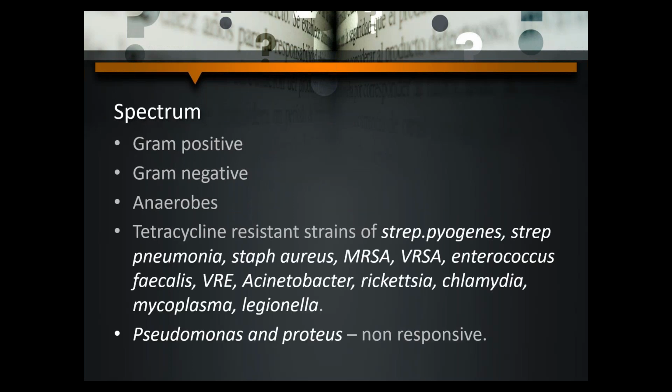Spectrum: all gram-positive organisms where tetracyclines are resistant, gram-negative, Vibrio cholerae, all where the tetracycline is resistant, and some anaerobic infections. Okay, like Streptococcus pyogenes, Streptococcus pneumoniae, Staph, MRSA, VRSA, Enterococcus faecalis, these are gram-positive, vancomycin resistant Enterococcus, Acinetobacter, Rickettsia, Chlamydia, Mycoplasma, Legionella. All these are the same organisms which are there for the tetracyclines, but these are the resistant strains. Okay, and Pseudomonas and Proteus are 2 organisms which are not responsive to tigecycline.